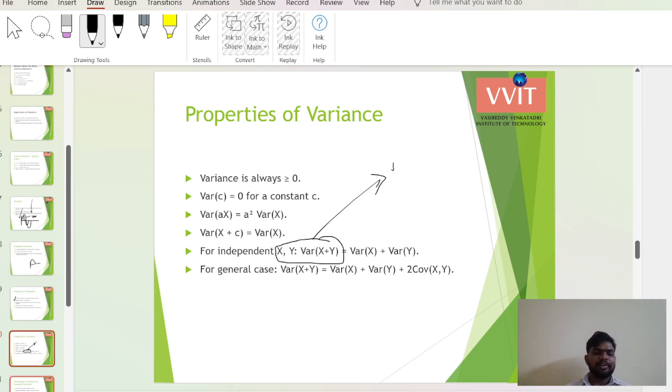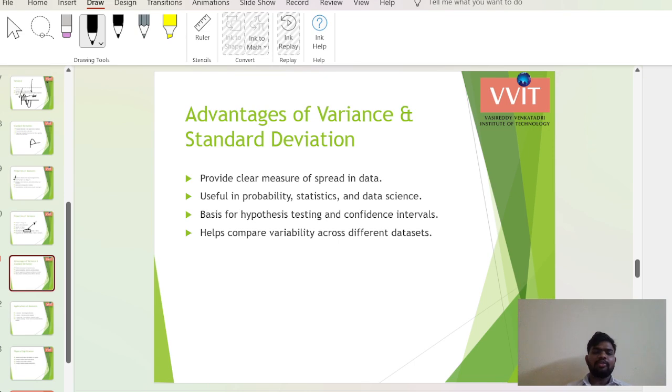Next, I will go to the advantages of variance and standard deviation. It provides a clear measure of spread in data, useful in probability, statistics and data science, and is the basis for hypothesis testing and confidence intervals. It helps compare variability across different data sets.